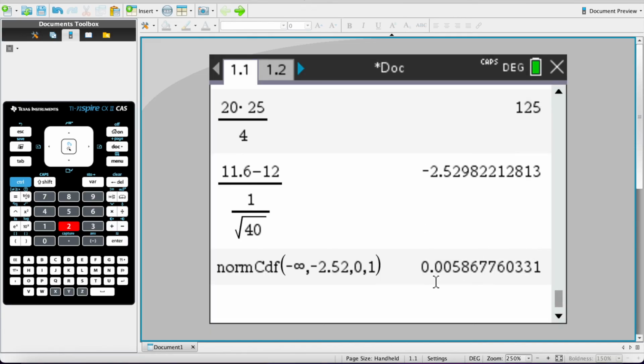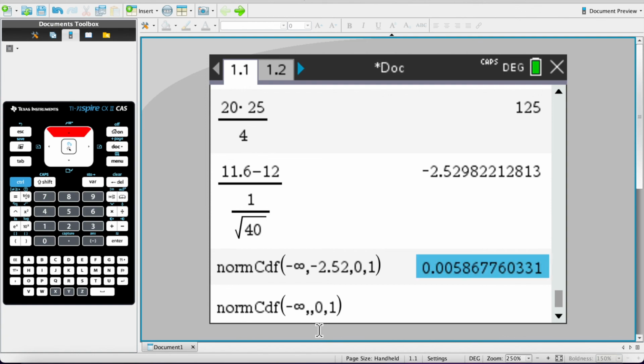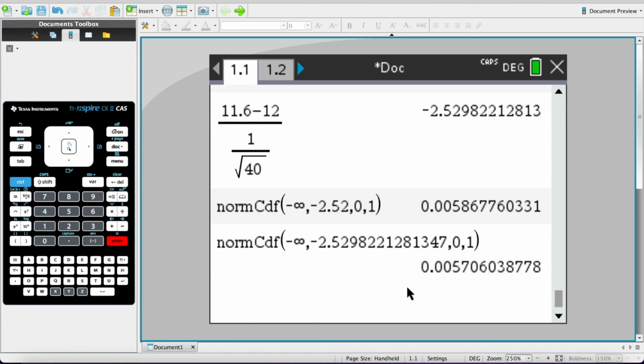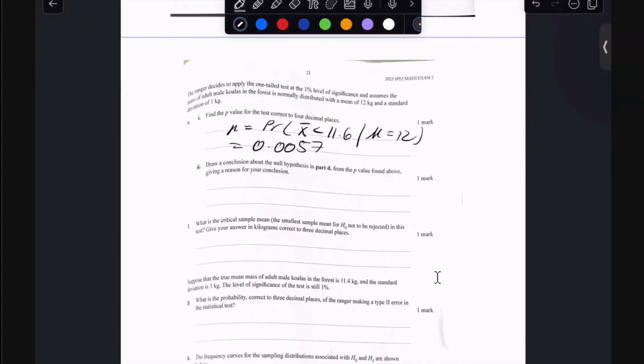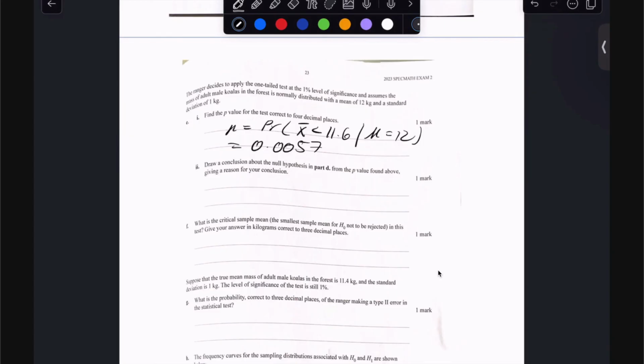Oh, it was 529. Okay, what I'm going to do is enter that down there. 0.05, so they want it to how many decimal places? To 4. So 0.0057 is your p-value. And draw a conclusion about the null hypothesis. So since p is less than 0.01, is that? Yeah, that's less. We reject H0.